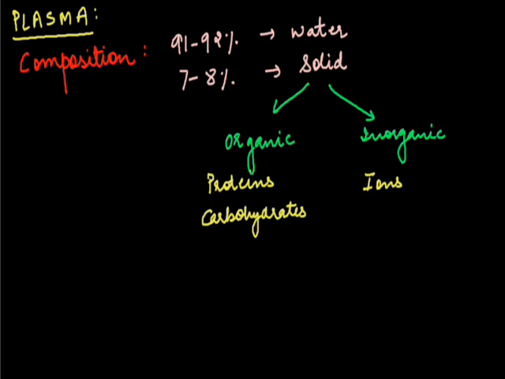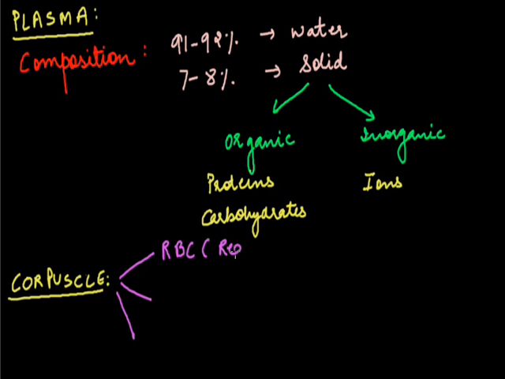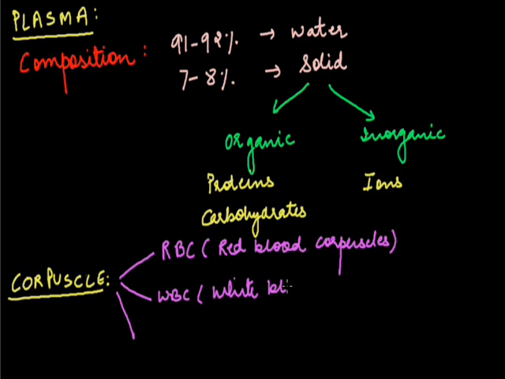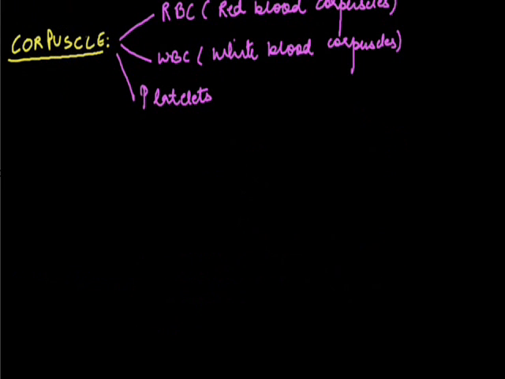Now after this, let us discuss the corpuscle portion. The blood contains three types of corpuscles. They are RBC, that is red blood corpuscles, WBC and platelets. Let us first discuss RBC.